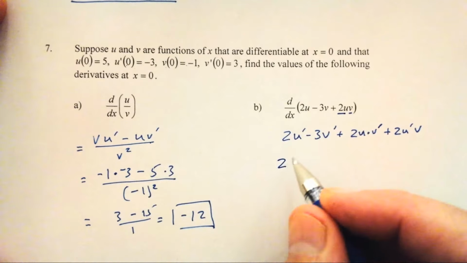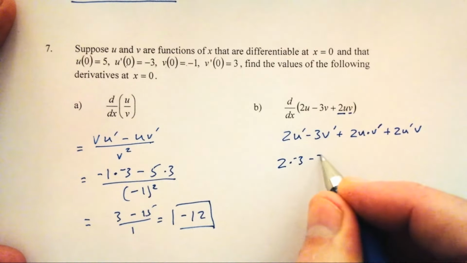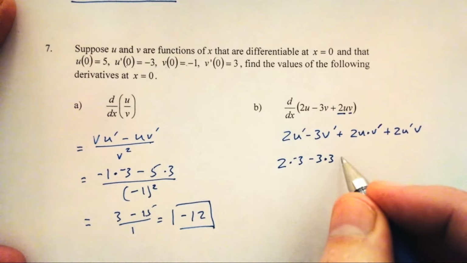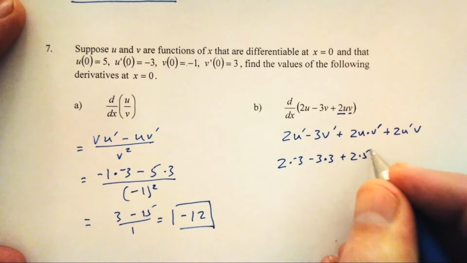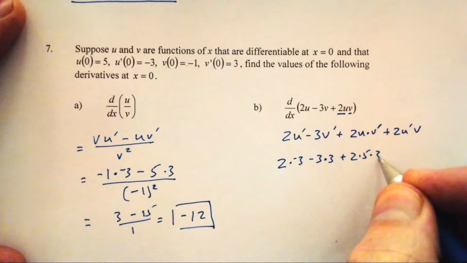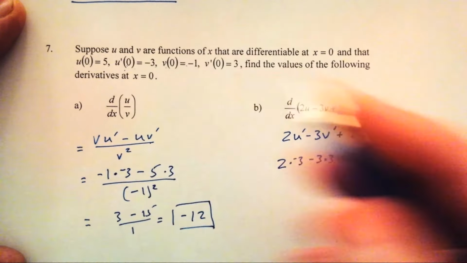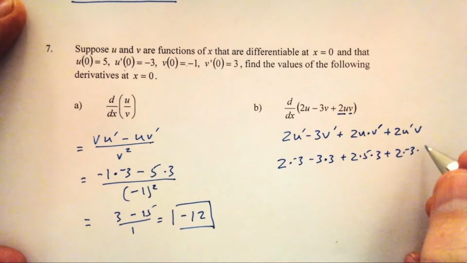So that is 2 times u's derivative, negative 3, minus 3 times v's derivative, 3, plus 2 times plain old u, 5, times v's derivative, 3, plus 2 times u's derivative, negative 3, times plain old v, negative 1.